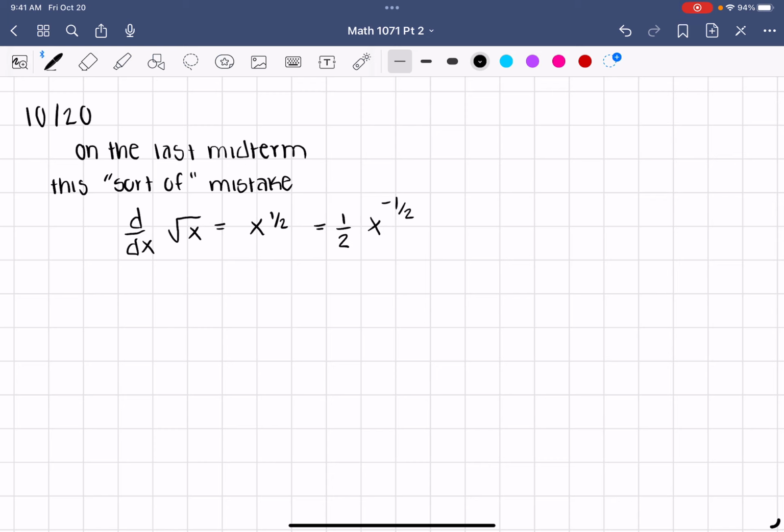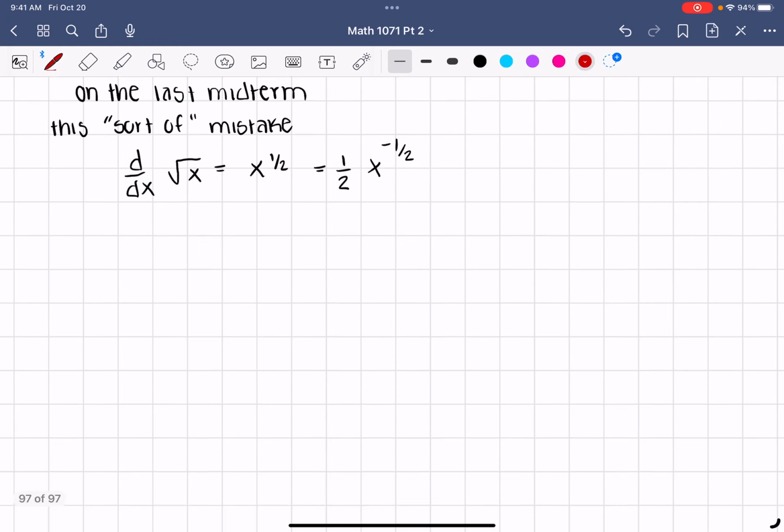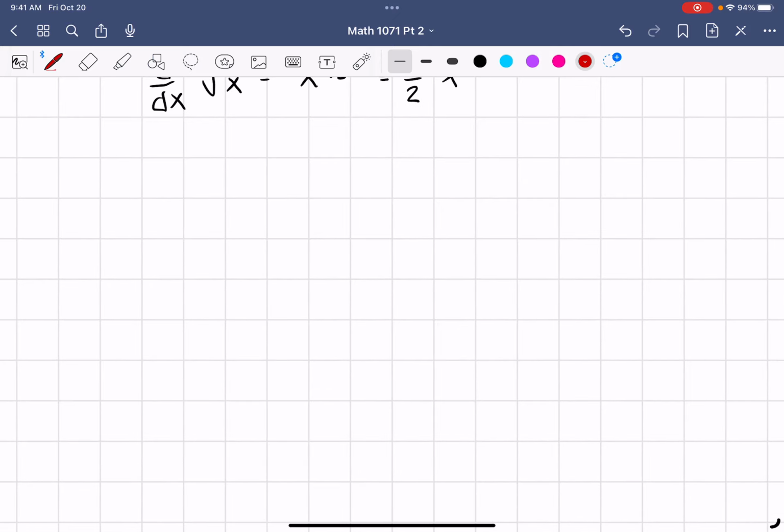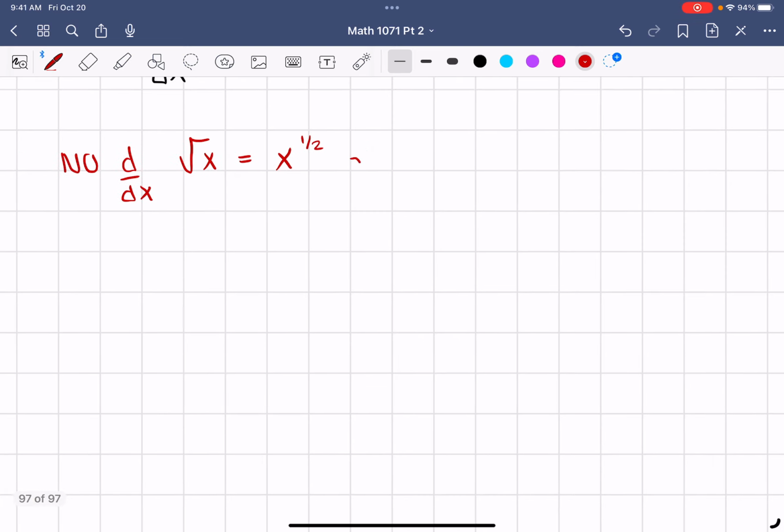Here's another one. If you have 1 over x, here's the correct way to do the problem. You need to know your power. 1 over x is x to the negative 1. Now you can use your power rule. The old power is the new coefficient. The new power is 1 less, so that's negative 1 over x squared.